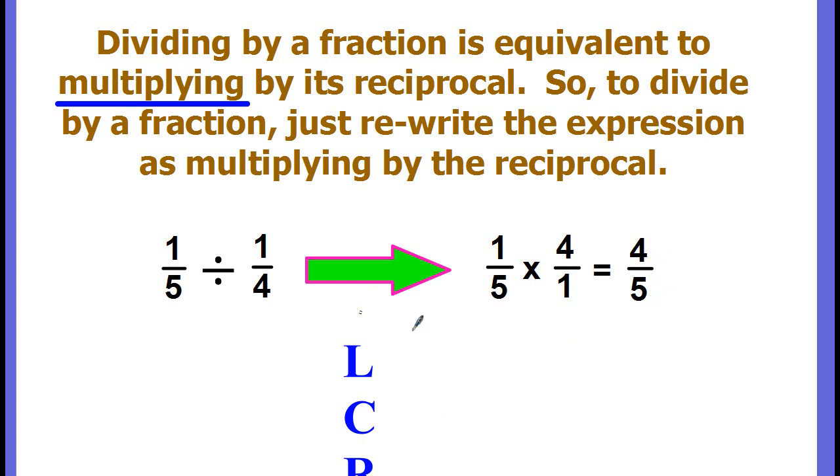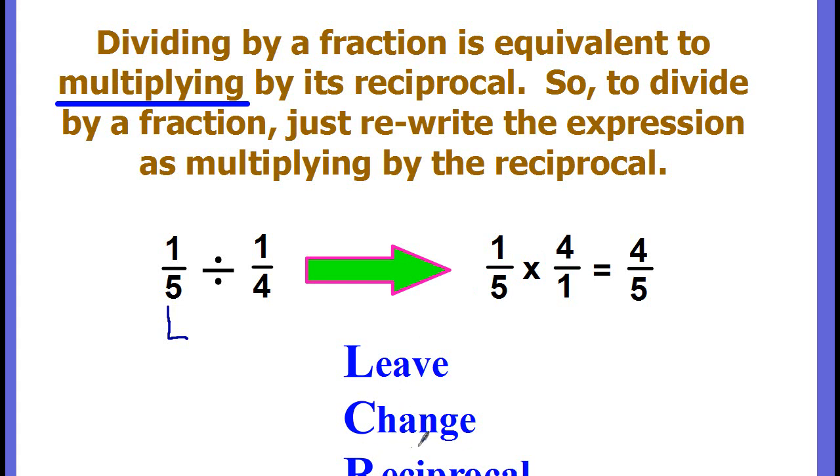Now, you see these letters, L, C, R. These three letters are going to match up with the three parts of our division problem to help remind us that we need to rewrite and change the problem to multiplication. So the L, and you need to write this down, stands for leave. The L goes with the first fraction, which is the dividend. We're going to leave it alone. As you can see, we did over here. We didn't do anything to it, we just rewrote it.